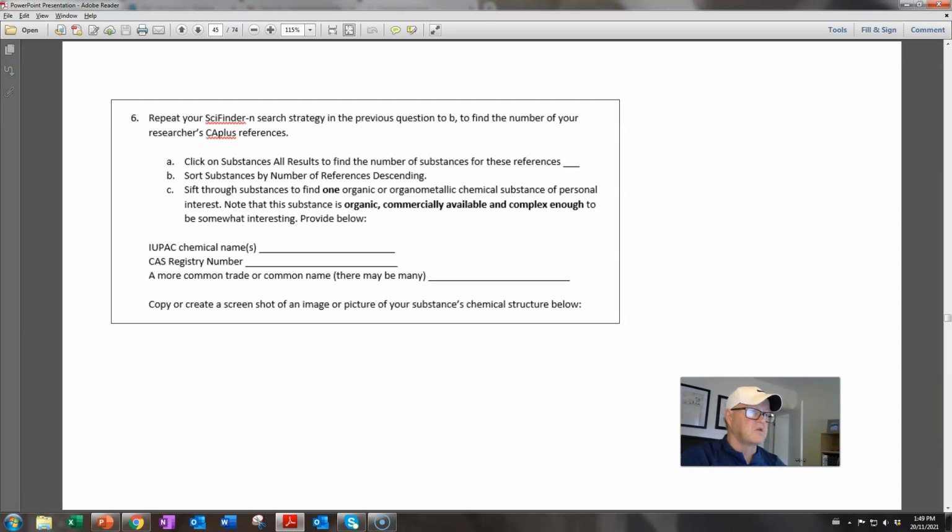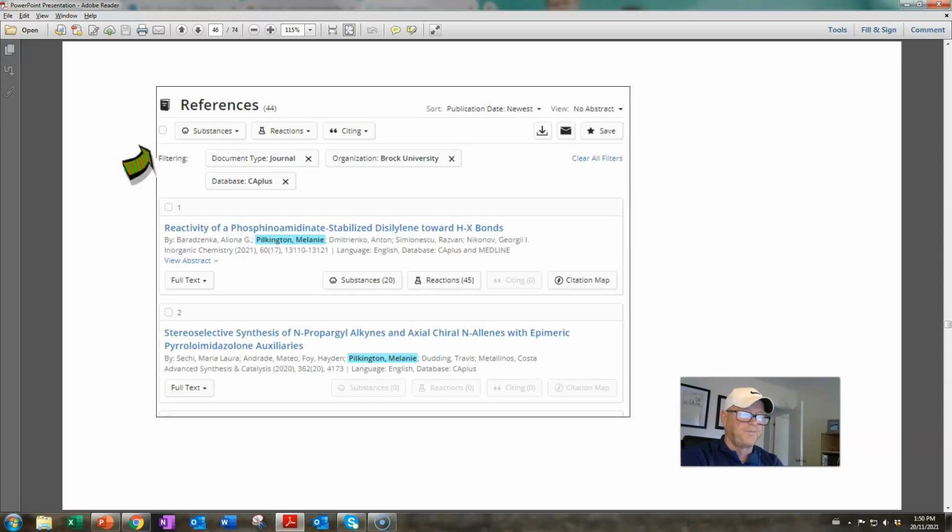B in the previous question. We want to click and search by substances this time, and I'll show you how they do it. You have to find one organic, commercially available, and complex chemical compound. I want you to name it by IUPAC nomenclature, CAS registry number, and any more common trade names that you need to know. Then create a snippet of it and put in a screenshot of this image.